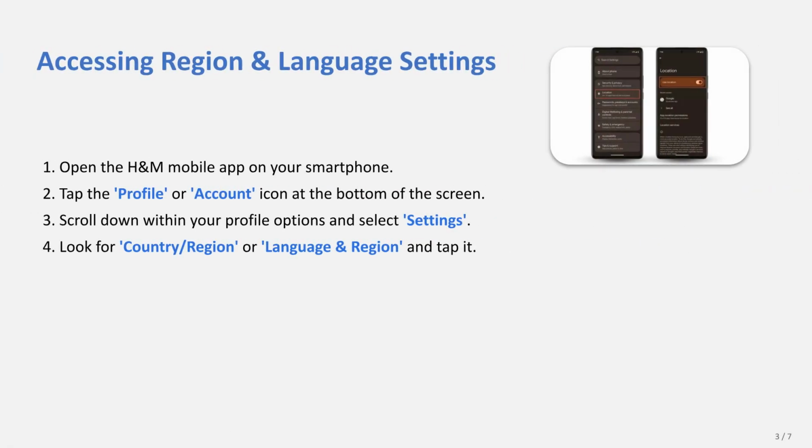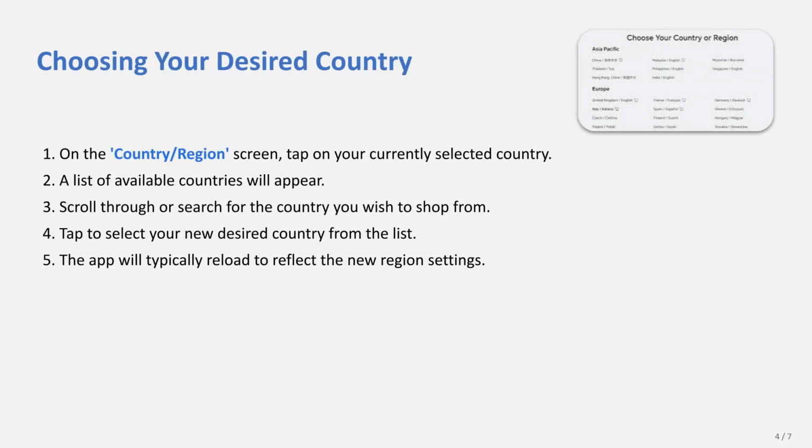To access your region and language settings, first open the H&M app. Tap the profile or account icon at the bottom of the screen. Scroll down to Settings, and then select Country/Region or Language and Region. Once on the settings screen, tap your currently selected country to view the list of available regions.